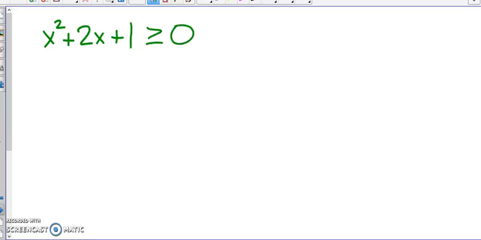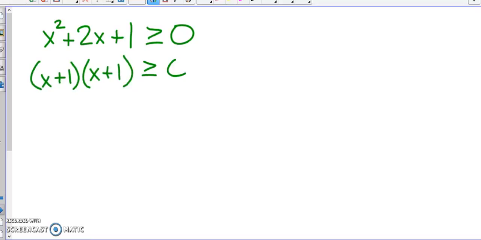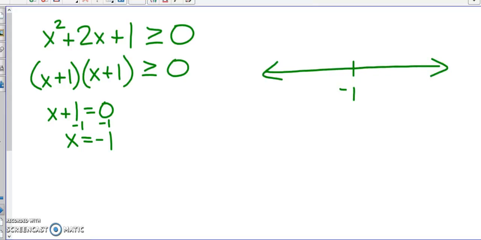Now, occasionally something weird might happen. Let's say I have x squared plus 2x plus 1 is greater than or equal to 0. So, again, I got 0 on a side, so I can factor. Notice when I factor this, those are the same. So I would put negative 1 on my number line. Since it's greater than or equal to, since it's got the equal to part, that's going to be a closed dot. And now I have 2 regions to test.